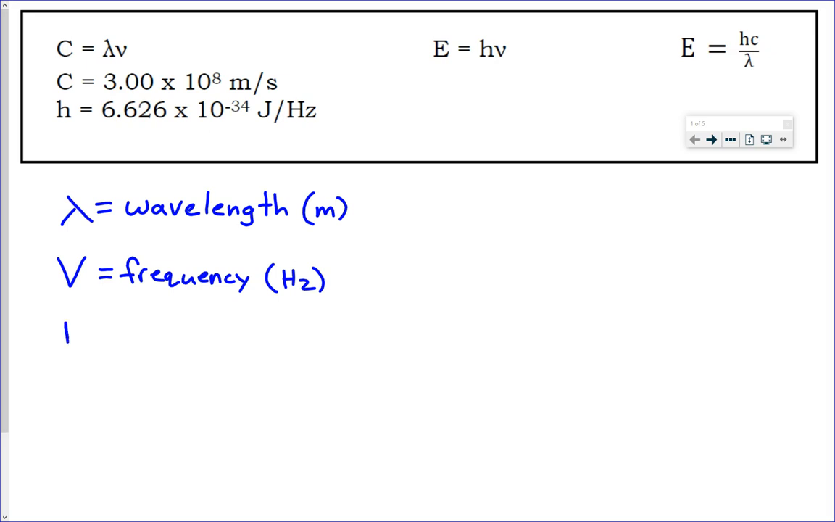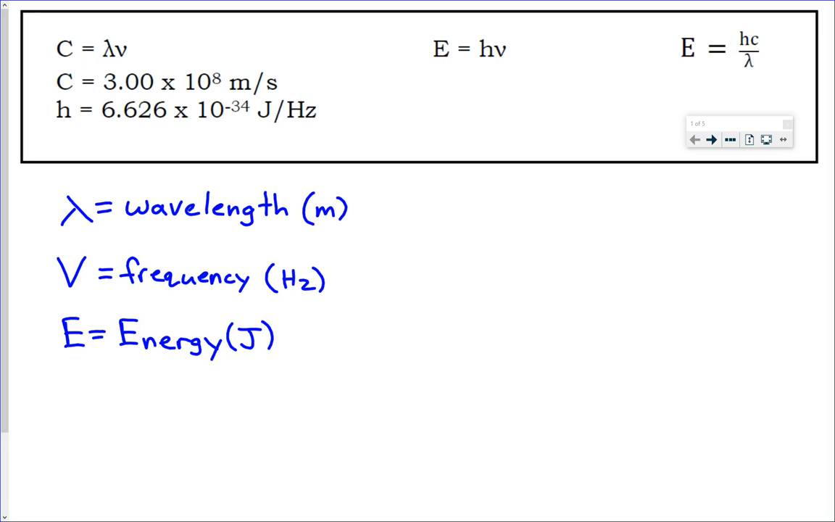The last variable that I'm going to talk about here is energy, which is represented by an E. Energy is measured in joules. Hopefully from the past you've done some work with energy. Energy just has to do with the capacity to bring about some sort of change in the physical world or something like that. That's what energy means. So lambda, nu, and E are our 3 variables.